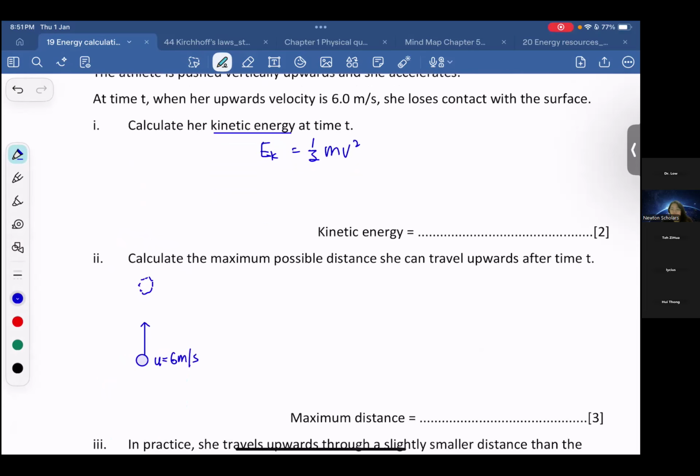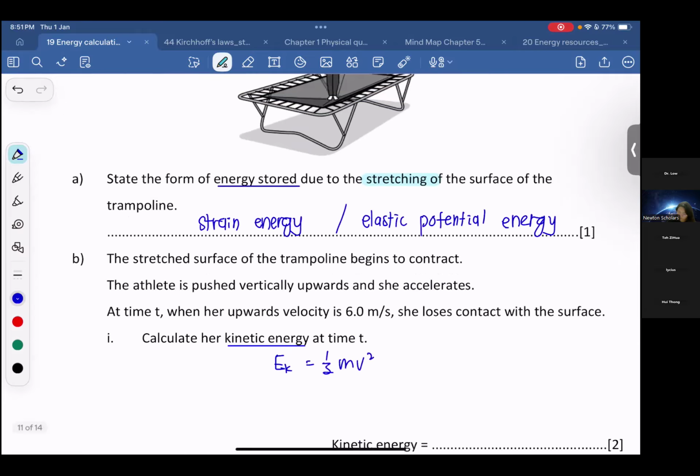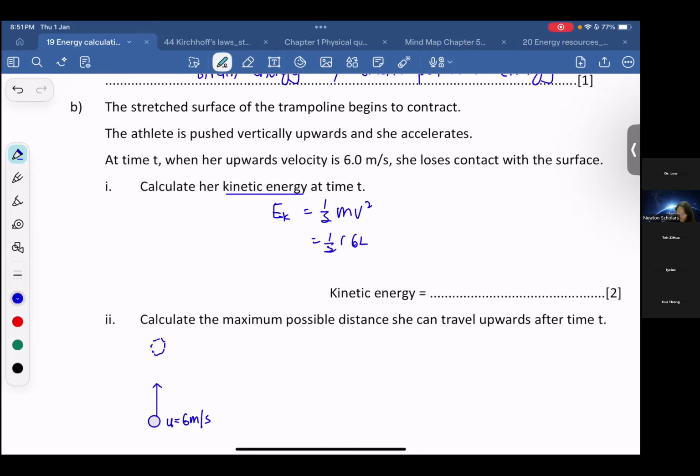Angeline, yes, make it two to three significant figures. Crystal, correct. Zhihua, correct. Okay, so here, what is the mass? 64 kg. So 1 over 2, 64 times the v, which is 6, squared. So here it is 1200 joule, or you can say 1150 joule. Okay, in the answer scheme, they're showing 1200 joule.